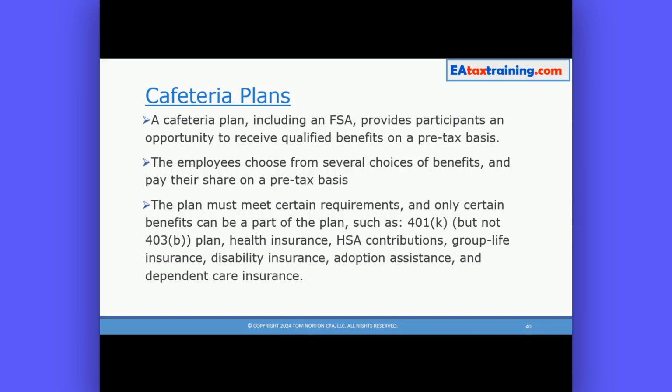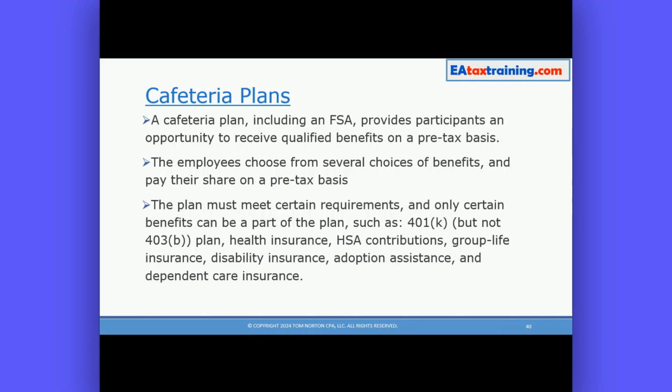That is a cafeteria plan, because it's like going to the cafeteria and you walk down the line and you pick and choose, hey, I'll have some of this and I'll have some of that, but no, I don't want that. And then you get to the end and you pay for whatever you have. That's what a cafeteria plan is here, except instead of picking food, you are picking the benefits that you want.